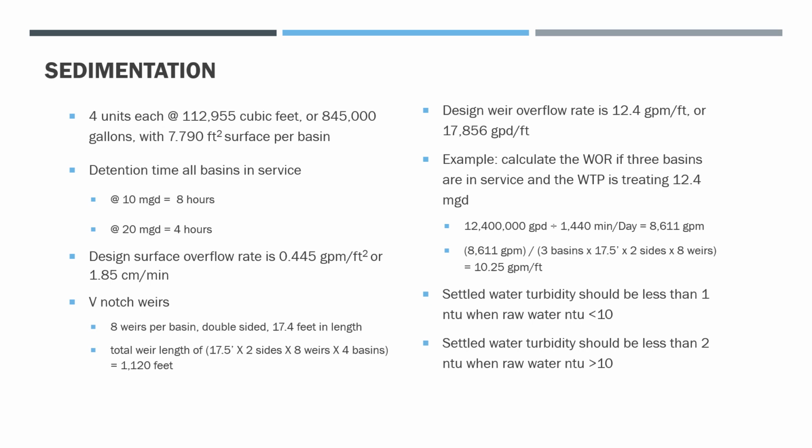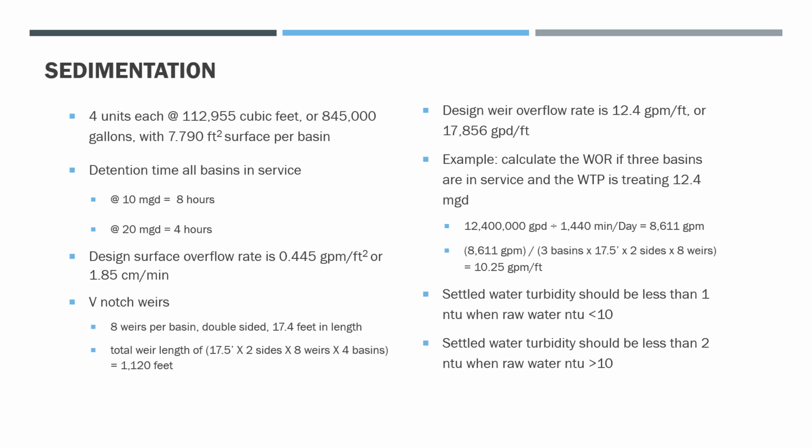Looking at sedimentation at the Aquarius water treatment plant, we see that we have 4 basins, each of them 112,955 cubic feet, or that works out to about 845,000 gallons each. The surface area of each of these basins is 7,790 square feet. The detention time with all basins in service at 10 MGD would be 8 hours, and at 20 MGD, of course, the 4 hours that was required to be designed into them. Design surface overflow rate is 0.445 gallon per minute per square foot, or about 1.85 centimeters per minute.